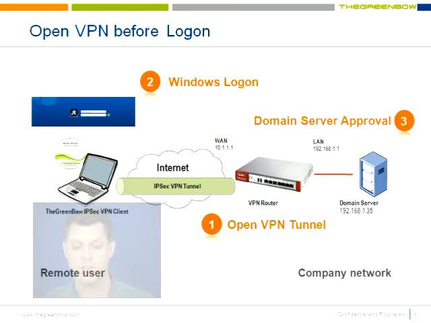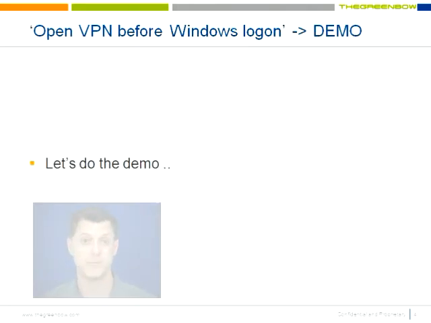Here's a schema showing us what we're talking about here. It's a remote user on the left, company network on the right. From a user standpoint, they're going to open the VPN tunnel first, then log on to Windows as they normally would, which gets its approval from the domain server, and then they can go ahead and use their machine. That's because we're virtually on the same network. So let's do the demo.